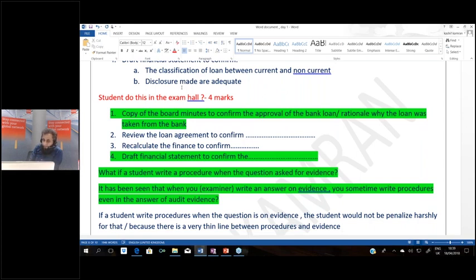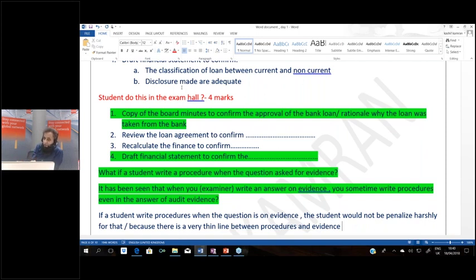Now, as per the examiner answer, the student will not get 2 marks, the student will get 4 marks. Are you getting my point? Because the student mistakenly wrote 2 evidences and 2 procedures. No, penalize softly, penalize harshly, Vakas, have common sense. Not penalizing harshly means the examiner will give you reward for that. The examiner will give you credit for that.